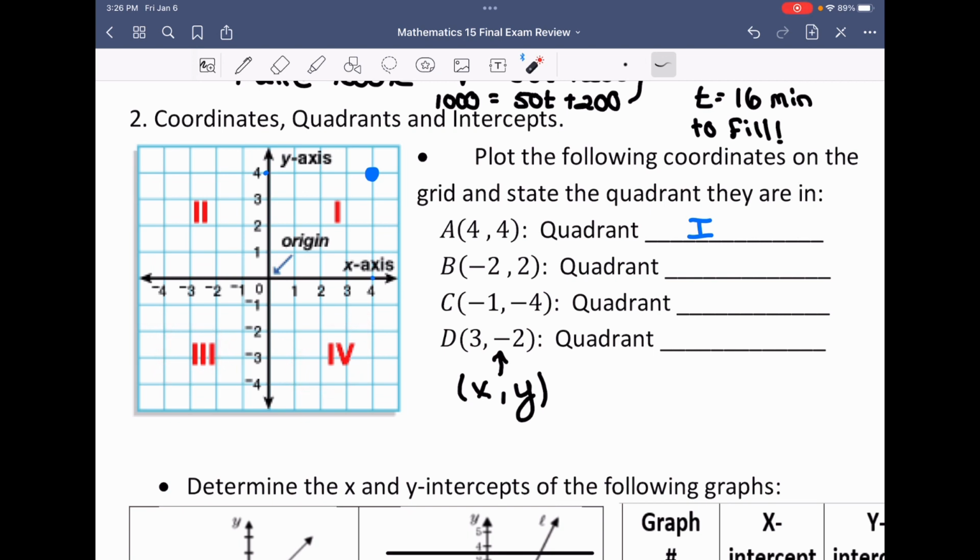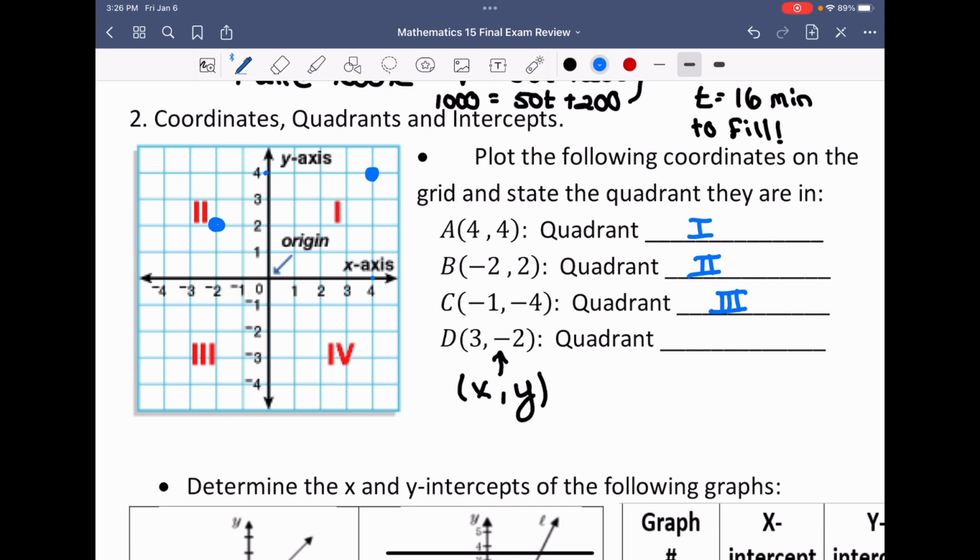Okay, now we're going to do the same plot method that we just did with the other point. I'm going to go to -2 for x, and then +2 for y. That puts me at a point right here. And that would be quadrant 2. All right, next point, we go to -1 and then -4. Where do those two overlap? Right here on this point. So we're going to find that that is in quadrant 3.